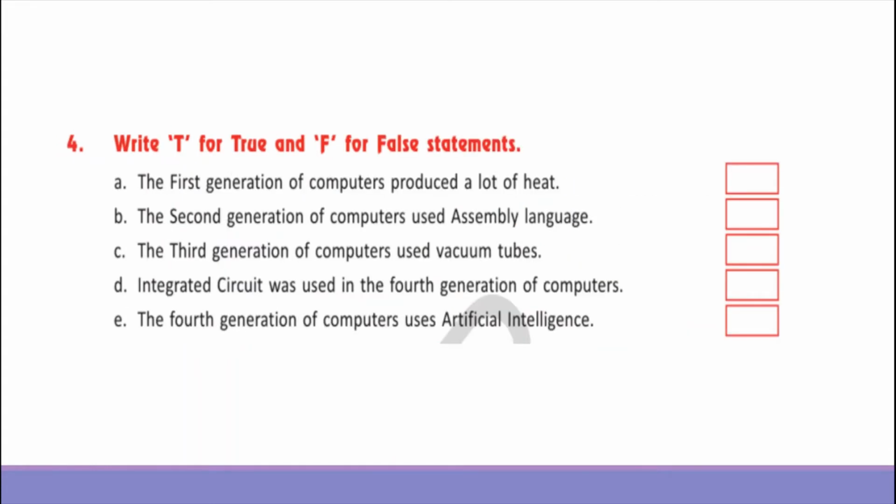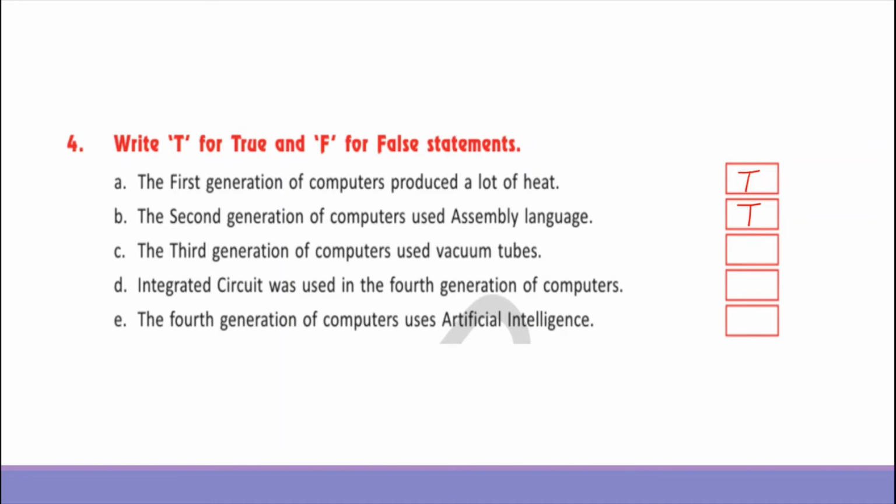Children, next exercise is true or false. Number 4, write T for true and F for false statements. A. The first generation of computers produced a lot of heat. It is a true statement. So write here T. B. The second generation of computers used assembly language. Correct. This statement is correct. So write here true. T for true.